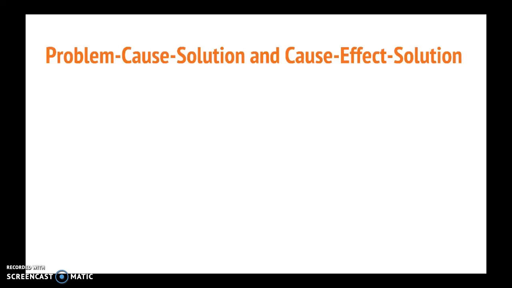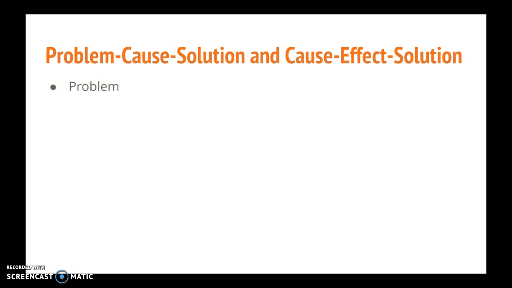Now, there are a couple different ways that you can organize a persuasive speech. Two of these ways include the problem-cause-solution order and the cause-effect-solution order. Let's talk about each of these in turn. So first, if you do problem-cause-solution order, you should talk about the problem that exists, what's causing it, and its solution. So let's look a little bit more deeply at what goes in each of these main points.